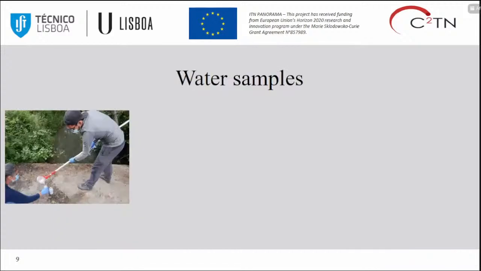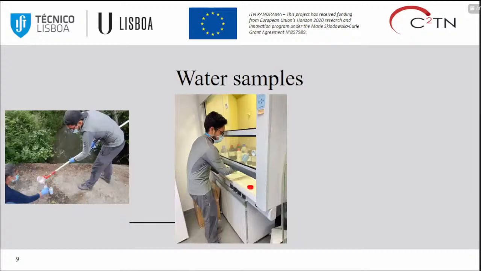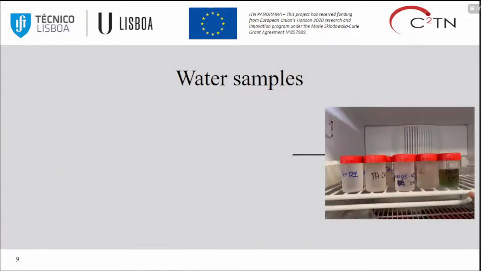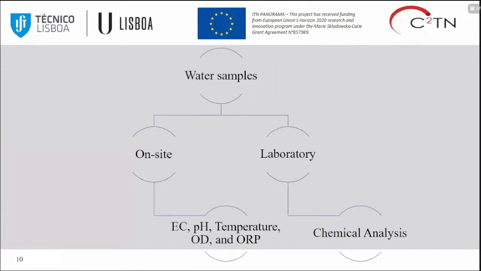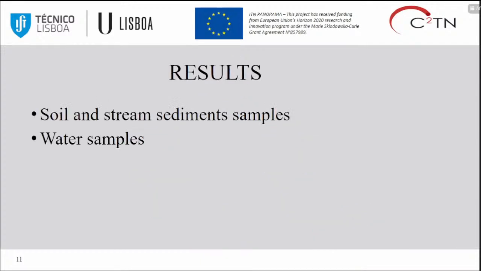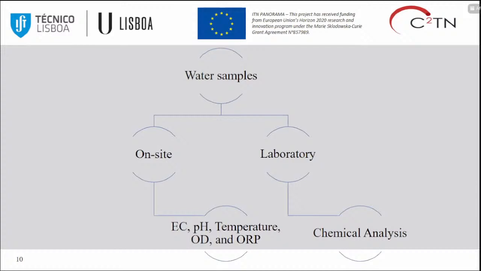Regarding the water samples, we collect the sample and we filter in the fieldwork at 0.2 micrometers, and acidify in the fieldwork, and keep in the fridge until analysis. For the water samples, we measure some parameters on site like electroconductivity, pH, temperature, dissolved oxygen, and oxidation reduction potential. In the lab, we did the chemical analysis. We analyzed the samples, the total concentration and the soluble concentration by ICP-MS.